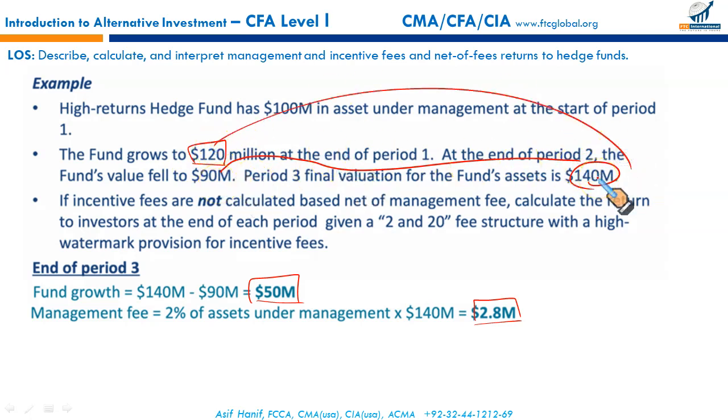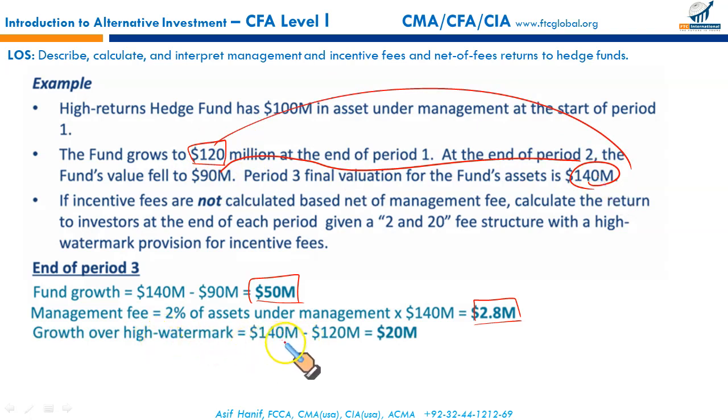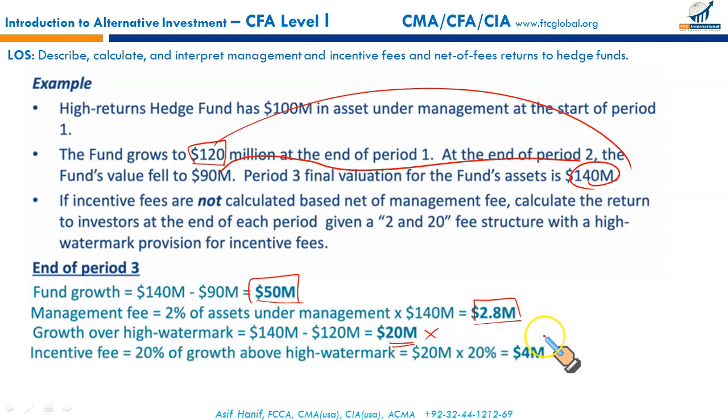That's an important point. So the growth compared to the previous high water mark was 120 versus 140, 20 million. So the incentive fee would be paid on this 20 million. 20% of 20 million gives you 4 million. So the total fee payable would be 6.8 million. Total fee for the period is 6.8 million.